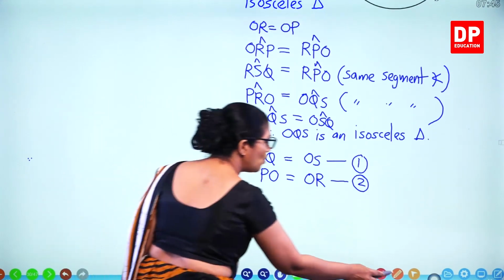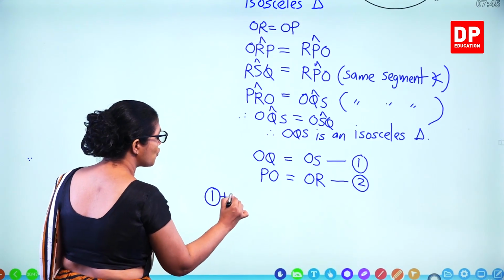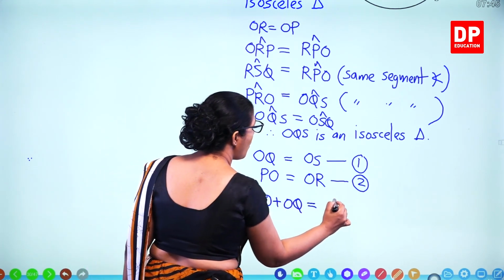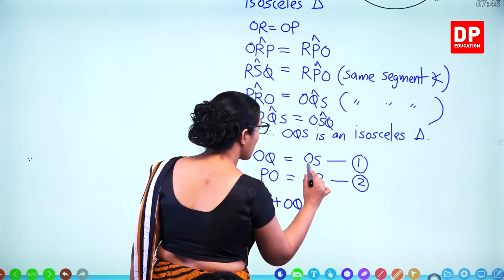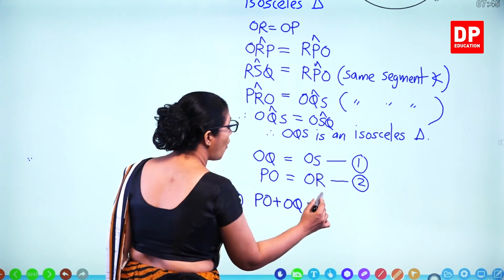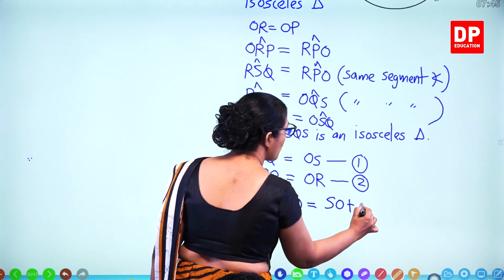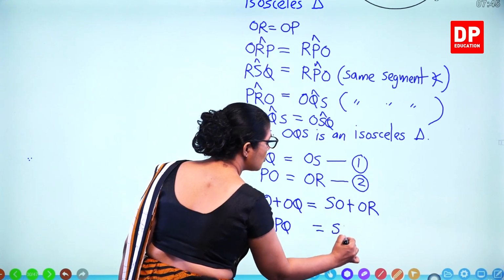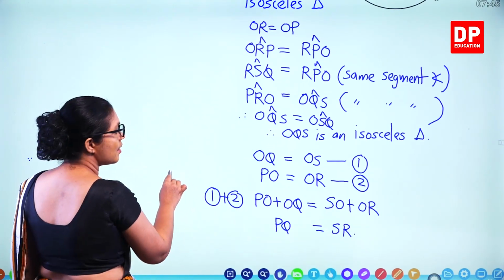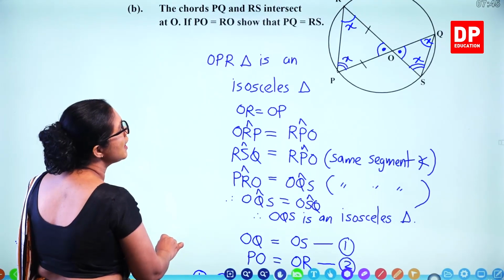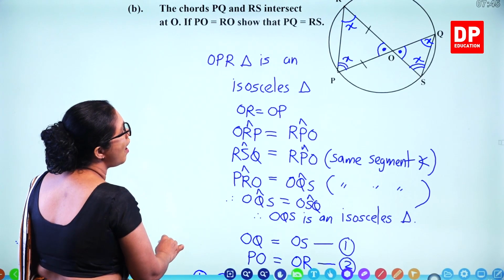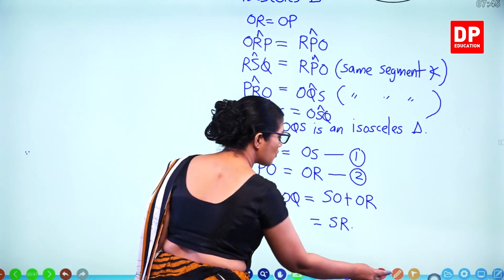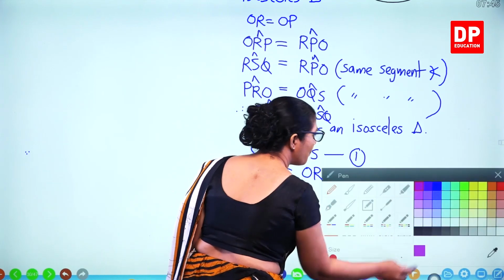Now we'll add these two. What happens when you add 1 plus 2? PO plus OQ equals OS, or we can write SO plus OR. What's that? PQ is equal to SR. PO plus OQ is PQ, SO plus OR is SR. So PQ equals RS or SR. So that's what we need to show.